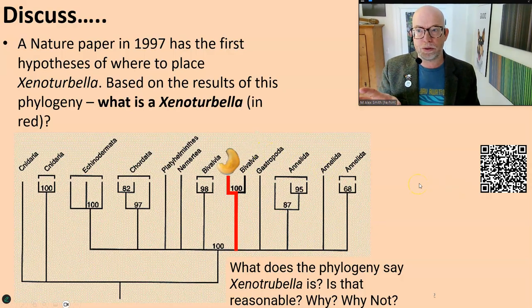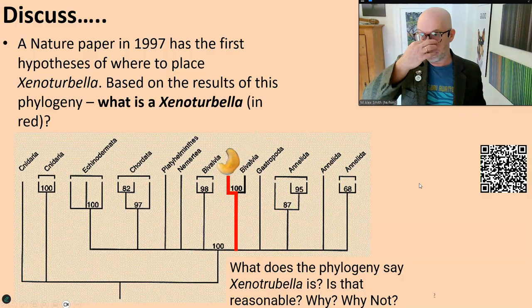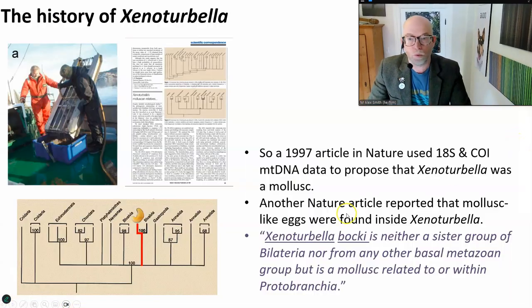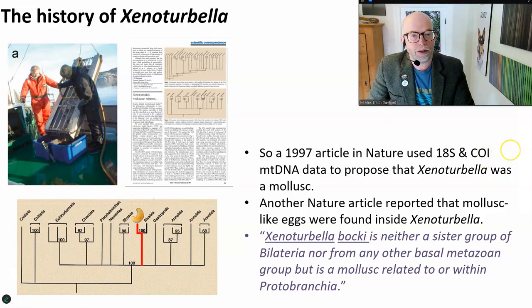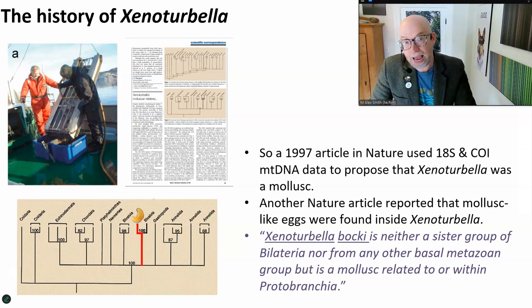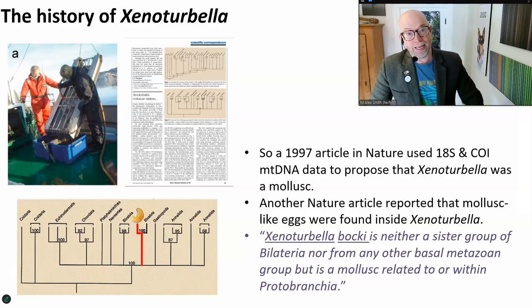But this was a bit of a surprise, and hence why such a simplified phylogeny appeared in Nature in '97, the largest scientific journal in the world. So they used two different markers. One of them was the mitochondrial DNA barcoding marker, even though it wasn't called that at that point, and then a ribosomal marker, 18S, to propose that it was a mollusk. And there was a co-published article in the same edition that reported mollusk-like eggs being found inside the Xenacoelomorpha.